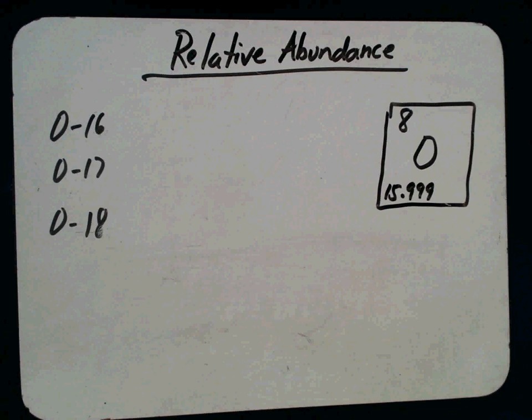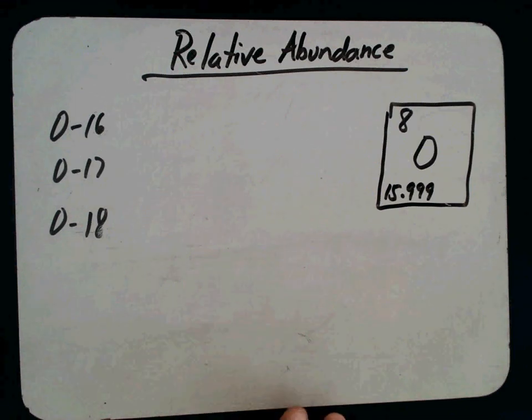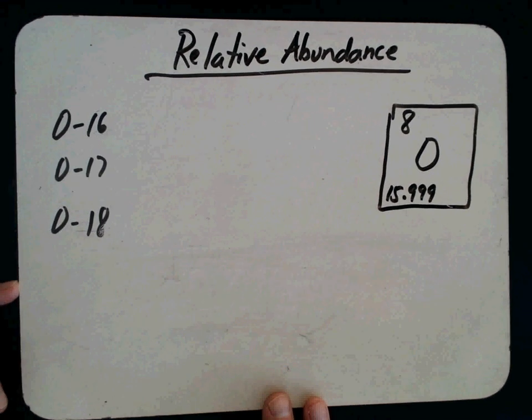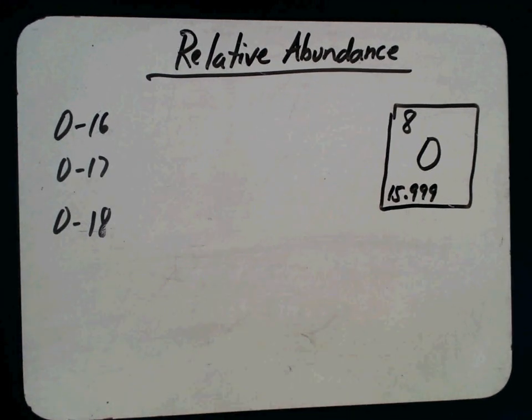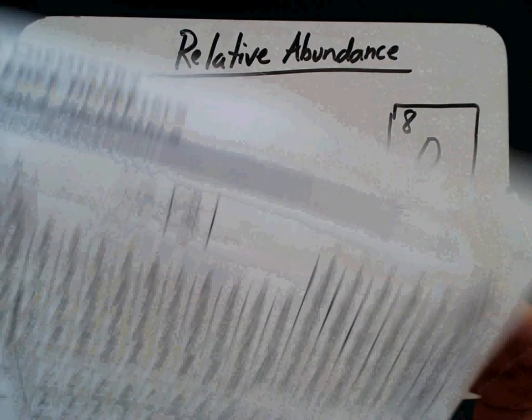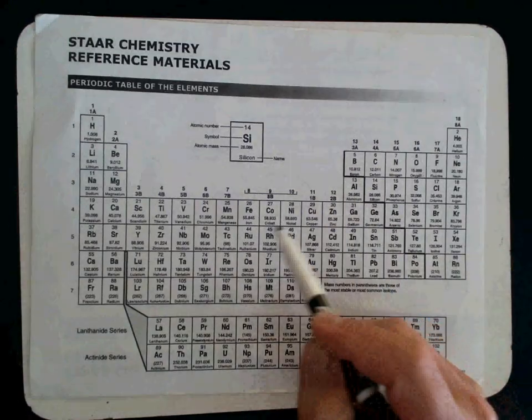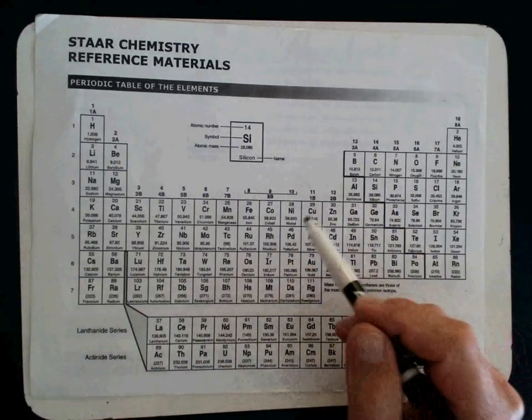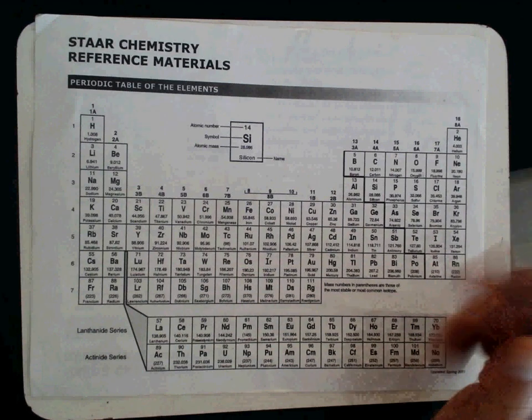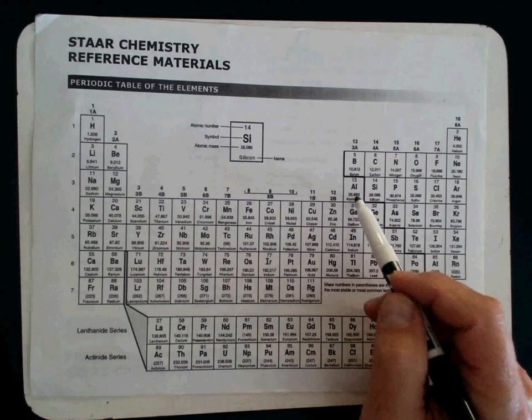All right, today we're going to talk about relative abundance. So we're going to be talking about a couple of things that we've been learning in some of the other videos. On your periodic table, you've been learning how to take a different element and you can come up with the protons, neutrons, and electrons very easily. You take the decimal number, make a whole number, and then you subtract and you've got your answers.